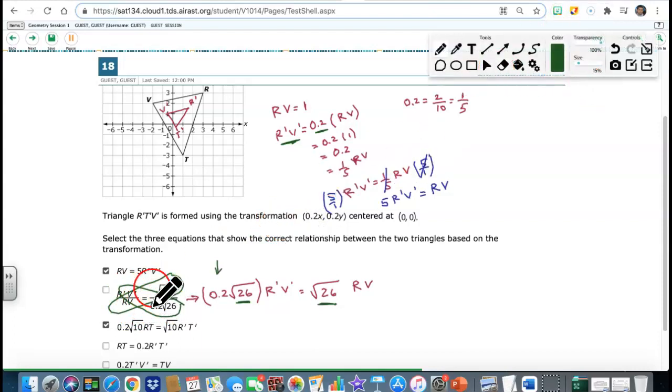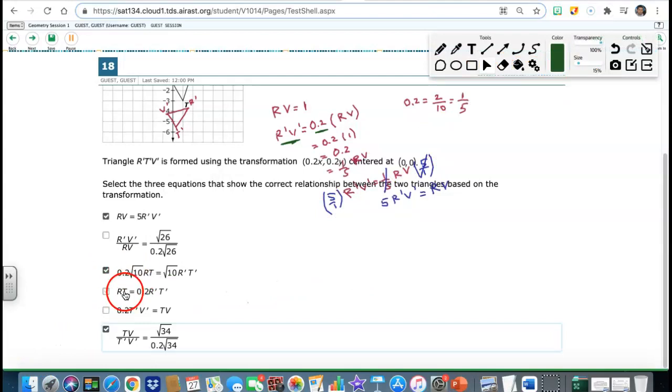All right, let's go next. I have to erase this for a little bit. Next one, 0.2 square root 10 RT equals square root 10 RT. Same radical, doesn't matter. Ignore that radical because it's the same thing on both sides. So technically I can just cancel out on both sides. What's left?